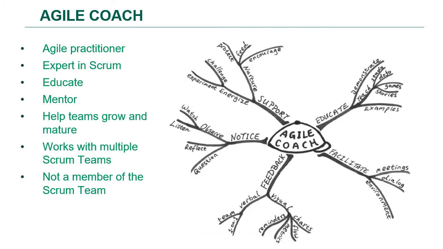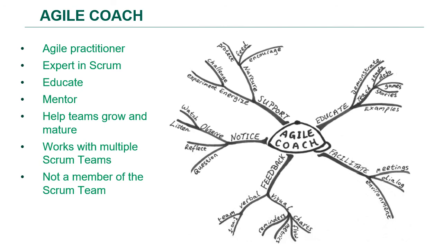So in this slide, let us discuss the Agile Coach. Though this role does not exist in the Scrum Guide, some of the organizations have Agile Coaches. And let's see how the Agile Coach helps in the Scrum. So he is an Agile practitioner who demonstrates the Agile values and principles. He is an expert in Scrum, not only in theory but in practice as well. He helps educate and mentor, and he helps multiple Scrum teams to continually improve and deliver high quality, higher value software faster.